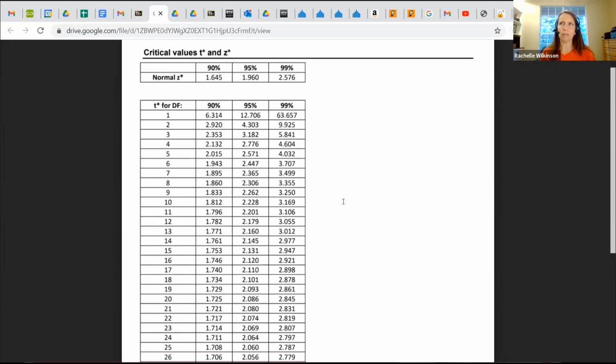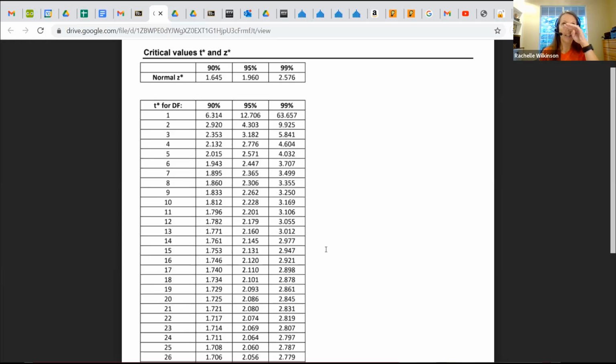Same thing that we got using StatKey. All right, the second one was 99% confident and 16 degrees of freedom. So here's 16 degrees of freedom. Come over here to 99% confident, 2.921. So you can see it's the same answer that we got.